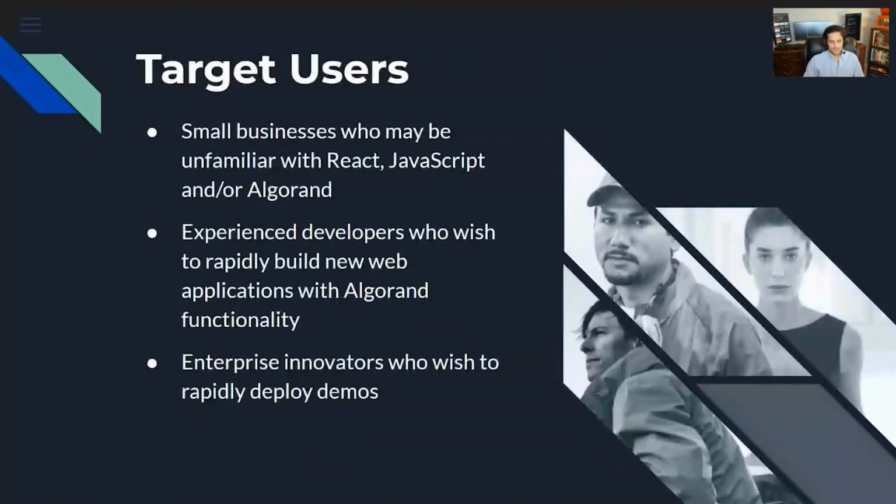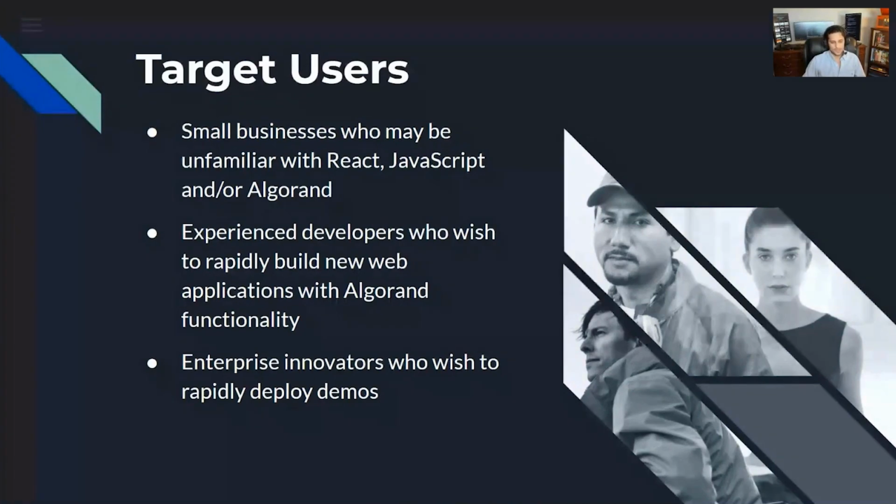Who are the target demographics, the target users for what we've built and what we're working on right now? So there's a couple different groups that we really wanted to focus on. One of them is small businesses or people that are either unfamiliar with React or blockchains in general, but want to be able to start experimenting with incorporating it into their existing company. Another group is experienced developers who want to be able to rapidly build new web applications with Algorand functionality. Let's say they're coming from a different blockchain that has a different code base, and instead of having to spend a couple of days just to get off the ground running, now with what we've built, you can start working on it in like 5 minutes basically.